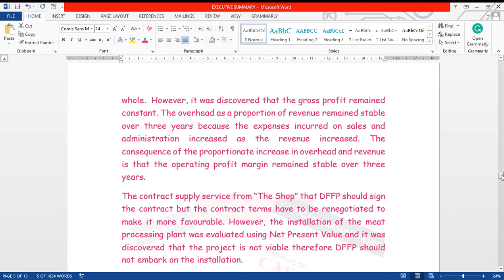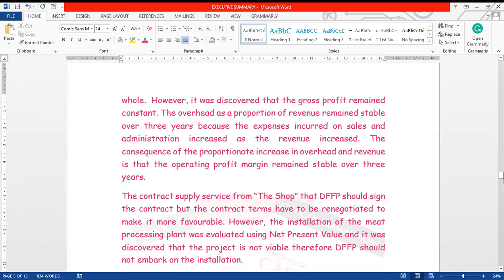And then you say, however, it was discovered that the gross profit... They told us to talk about the revenue, the profits, the overhead, and the impact on operating margin. So now we've talked about revenue, and we're talking about gross profit here. Next to come, we talk about the proportion of expenses, right? Then afterwards, talk about the operating profit margin. So now that paragraph has addressed all the requirements of requirement one, the cost, the overhead, everything we've talked about. And we've given reasons as well.